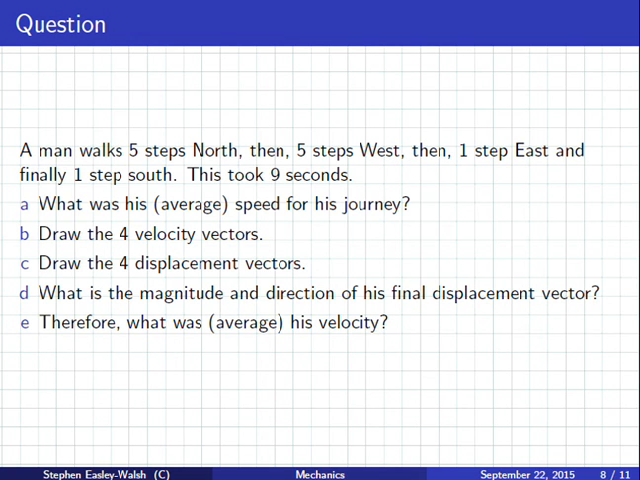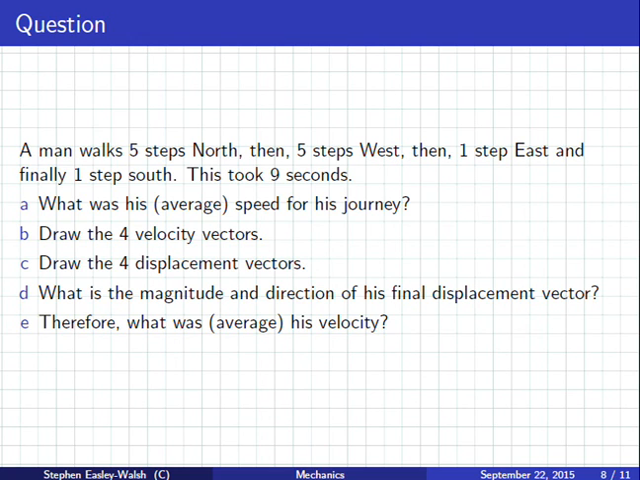Now that one was a little bit difficult, I know. So you can test this out if you think about it. If you travel at this speed for 9 seconds northwest, you will go from here to here, the same as the man. So this is like an average.